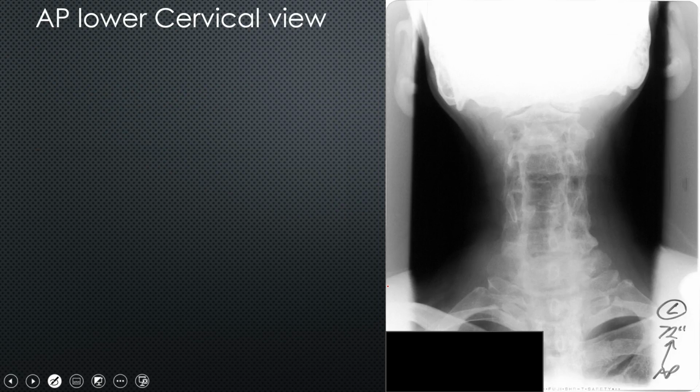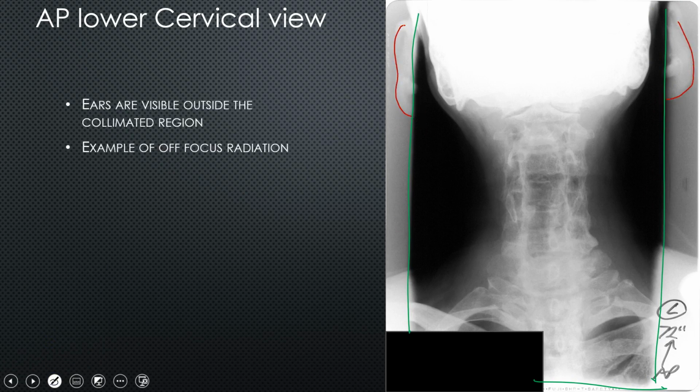Here we have an example of a lower cervical spine view. So again, here is our area of collimation, and you can see on the outside a little peek of, say, the person's ears and a little bit of their head. So again, another example of off-focus radiation here. You can also see part of their shoulders as well. Again, off-focus radiation there.